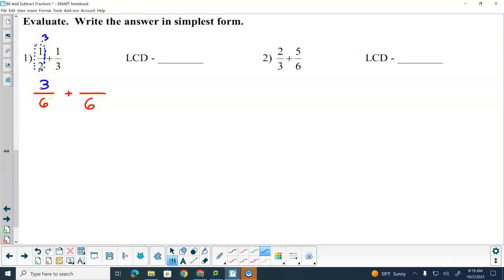1/2 is the equivalent fraction to 3/6. Okay? I haven't changed my problem. I'm just rewriting my problem. Then you've got to go over here to the 1/3, and you've got to say to yourself, what times 3 gets me 6? 2. So I've got to multiply the top here by 2. 2 times 1 is 2.